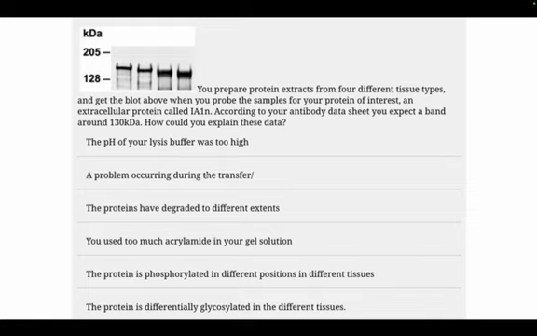Okay, so this is a picture for a Western blot. Here we can see we have bands in 4 wells, but the bands are of different sizes. And you will also see that the bands have started to spread. There's some spreading of the band. So the question is, we have prepared protein extracts from 4 different tissue types, and then we got the blot above. According to the antibody datasheet, we should get a band at 130 kDa. We should get a band here. So what is this?